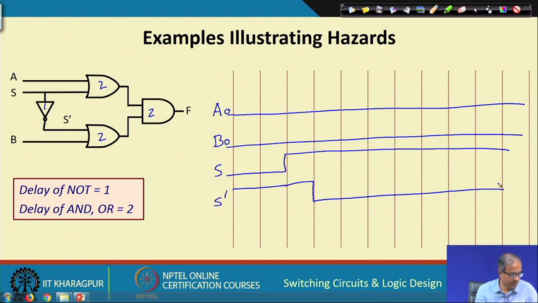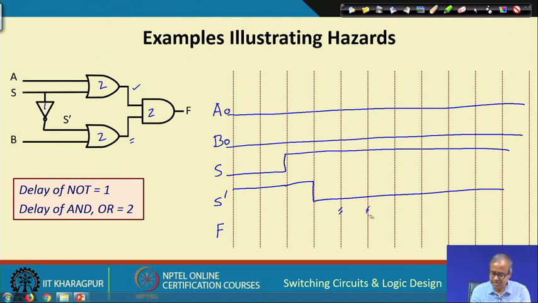So, now if you calculate f, what will be the value of f? In one case you are taking OR of A and S, the delay is 2. So, delay 2 means this point will become 1 at this point. And if you look at this gate, OR of S bar and B, you see S bar is 1 here, or B. So, it will get again delayed here.